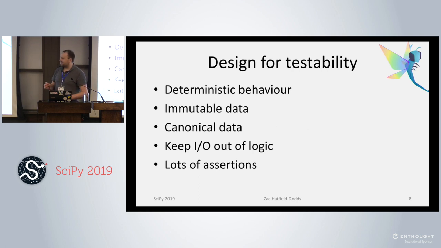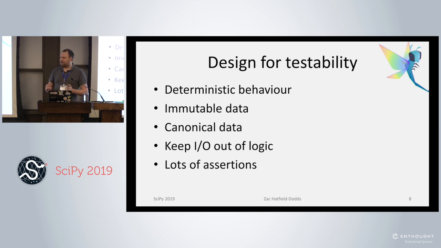I like to make sure that data is immutable, so I can't accidentally overwrite it when I'm nearly finished. That one has happened a few times. Canonical data is the idea that for any given state, there should be exactly one way to represent it. So you don't need complicated functions that check for equivalence. You can literally just use equality.